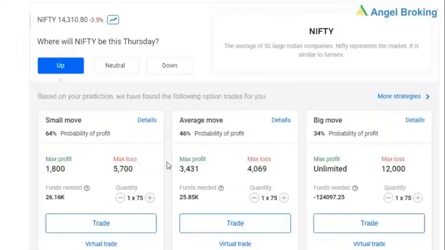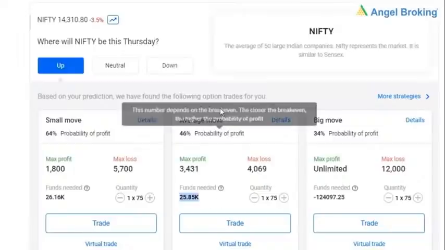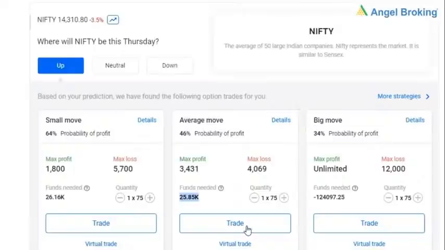Now the catch is this, right? If you were to focus on this trade, we tell you, look, Thursday is what you have to guess, where the Nifty will be, up or down, that's it. And if you're right, you'll make max 3.5k. If you're wrong, worst case, you'll only lose 4k. And to do this trade, you need only around 26,000 rupees, and you can just click on this trade button directly and trade through your broking account.